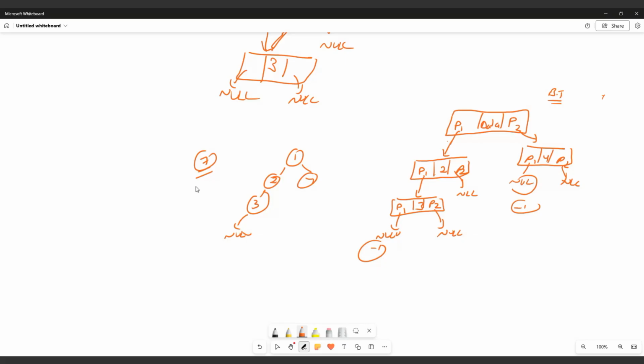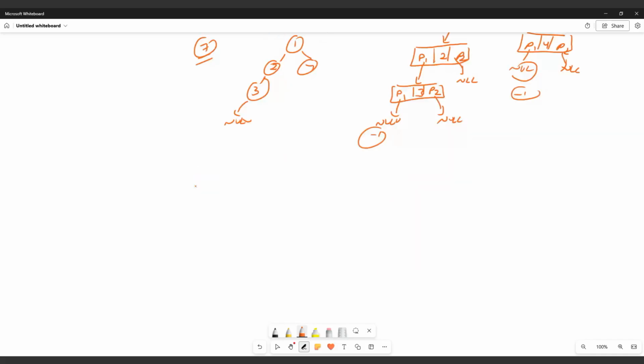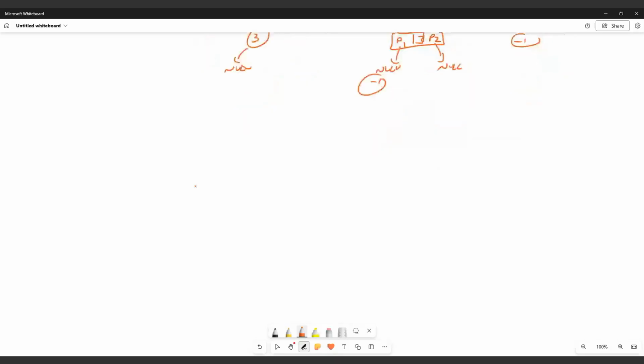Okay, class. Now we are going to create the tree. Before creating the tree, you know how we create the linked list? We create a class with the help of a node. It is the same fashion.